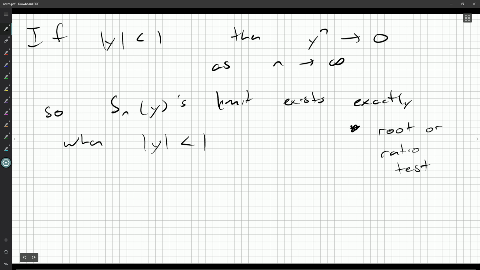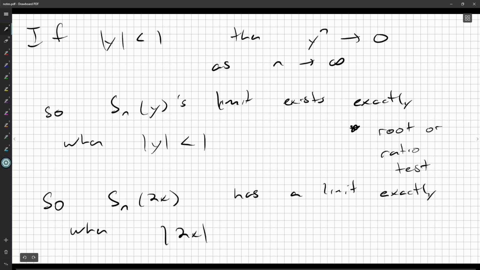So the absolute value of y needs to be less than 1. So S_n of 2x has a limit exactly when the absolute value of 2x is less than 1. So the absolute value of x needs to be less than a half. That'll make the sequence converge.